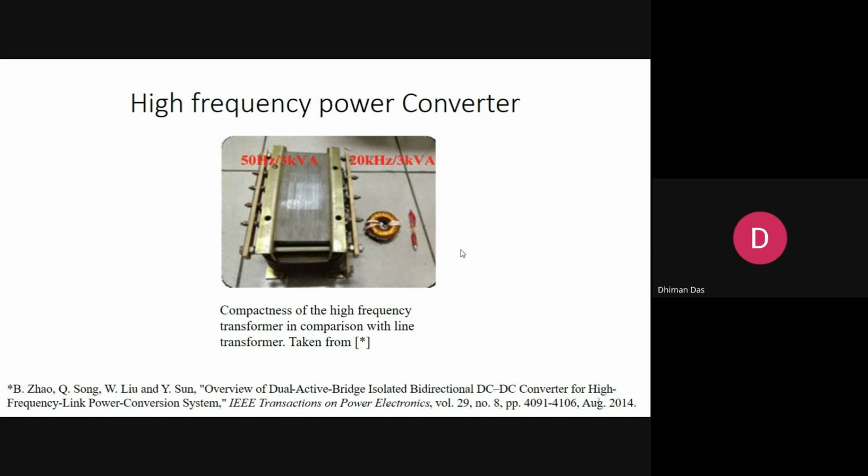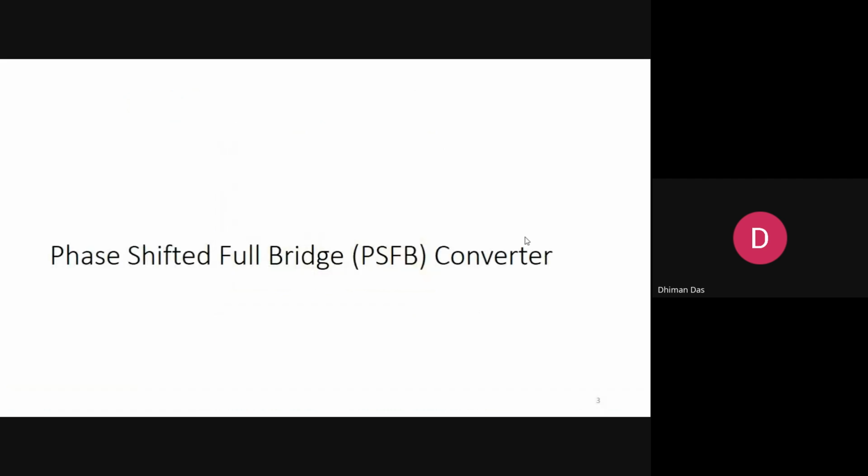If you can see this image, this is a 50 hertz transformer, 3 kVA, and this is a 20 kilohertz transformer, the same power rating. So you can see how much the volume is shrunk. Nowadays, everything is high power density. The power density is a major parameter for designing any converter nowadays. So everything is going to shrink and shrink.